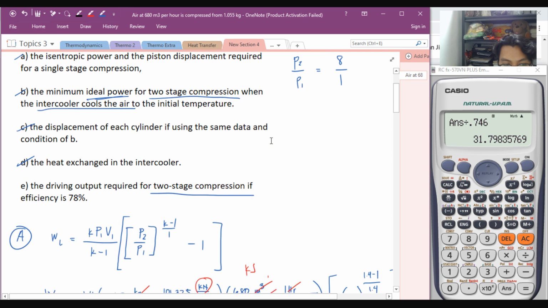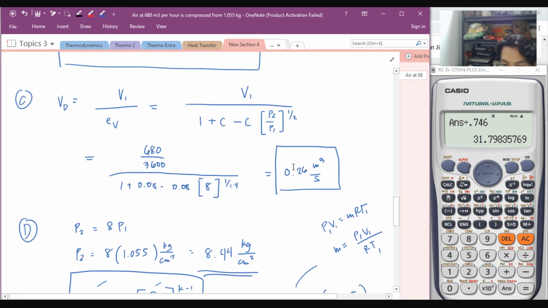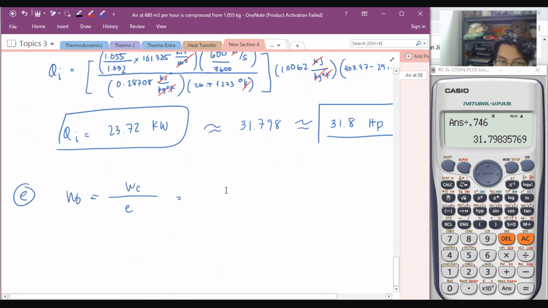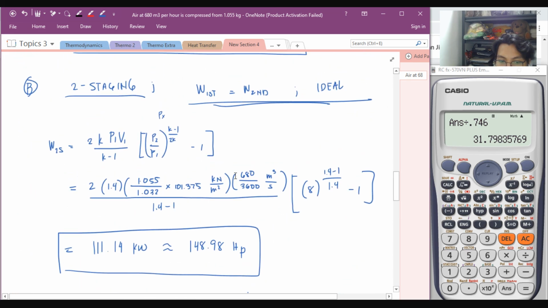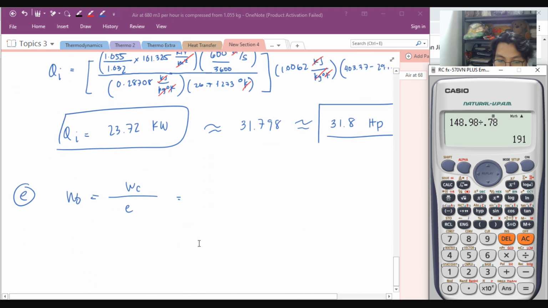Wala man sinabi dito volumetric efficiency. Compression efficiency is 78%. Okay? So, i-multiply ba natin or di-divide? So, divide natin pag malaki yan. So, 148.98 HP divide by 0.78. Ito yung motor power na kailangan natin. So, 191 HP.